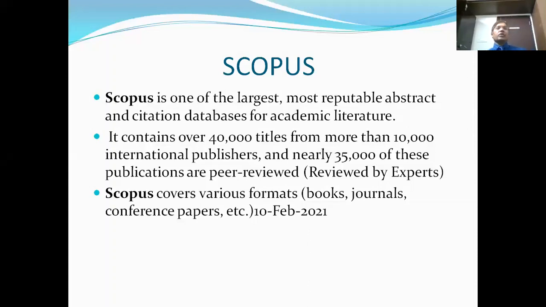So Scopus is one of the largest and most reputable abstract and citation databases for academic literature. It contains over 40,000 titles from more than 10,000 international publishers, and nearly 35,000 of these publications are expert reviewed. That means reviewed by experts. Scopus covers various formats. It's not only journals, but it also carries books, conference papers, and so on and so forth.